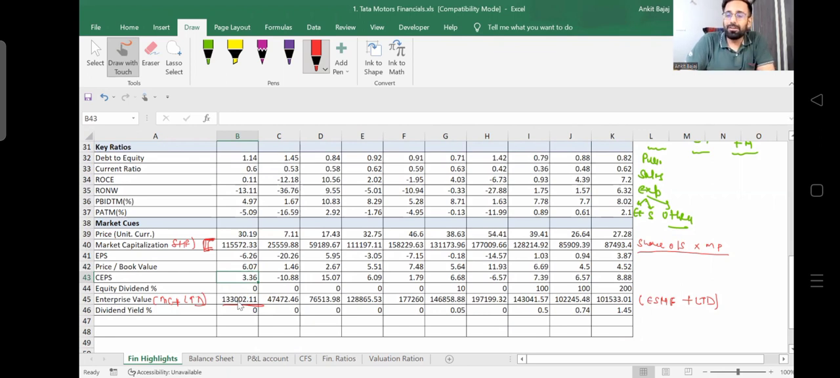So this is about the Tata Motors financials, right? Now I will be taking the next company, right? And at the end, what we will be doing is comparing between the sectors, right?